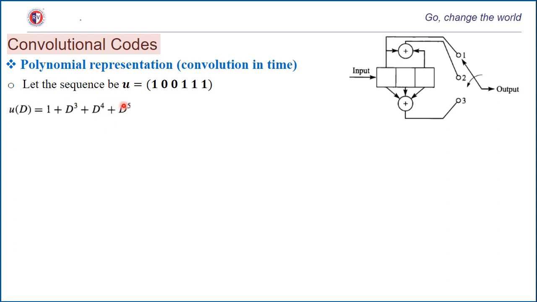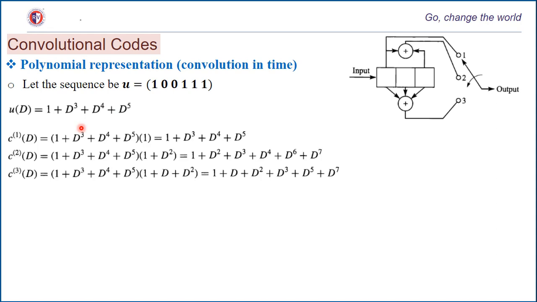This is our incoming bit stream polynomial representation. And we know that the generator polynomials are 1, 1 plus d, and 1 plus d square. When multiplied with u of d, you'll obtain c1, c2 and c3. When you multiply with 1, it will be retained as it is.